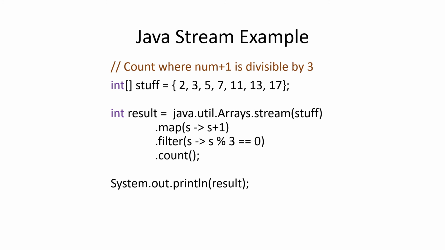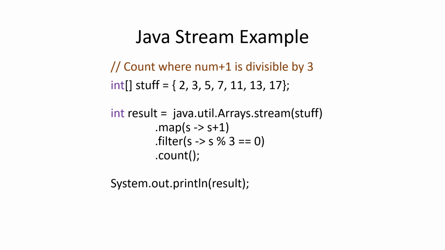Here's an example. We're taking an array and using it as a source. So we create the array of elements, and then we use the java.util.arrays class and call the static method stream, passing it the array, and it will create a stream out of that array values. So it'll pass 2, then 3, then 5, and so forth into the pipeline. The first method coming after that is map, and map will take whatever element it gets and adds 1 to it. And then the next step is filter.